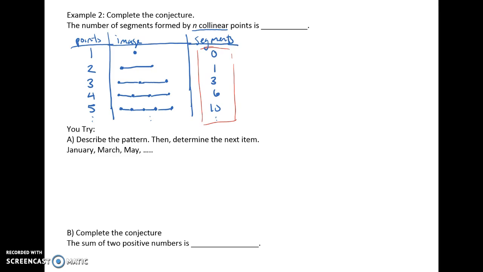Okay. Well, to go from 0 to 1, I added 1. 1 to 3, I added 2. 3 to 6, I added 3. 6 to 10, I added 4. I'm sorry, I can't add. So I'm doing plus 1, plus 2, plus 3, plus 4. All right.